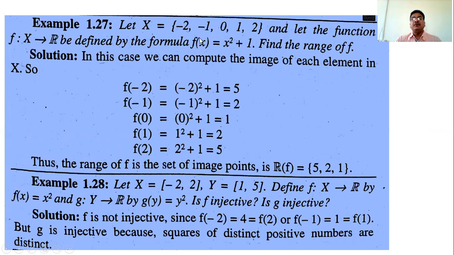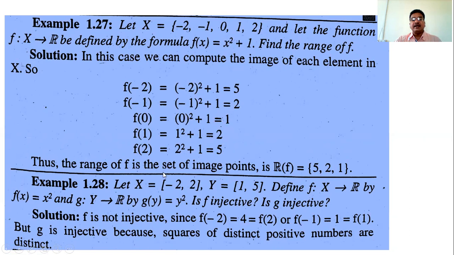How can we find f(-2)? Substitute x as -2. So (-2)² + 1 is 5. That is, 5 is the image of -2. Then f(-1). The image of -1 is what? (-1)² + 1, that is 2. Then f(0) is 0² + 1, that is 1. Then f(1), the image of 1 under f, is 1² + 1, 2. And f(2) is what? 2² + 1, that is 5.